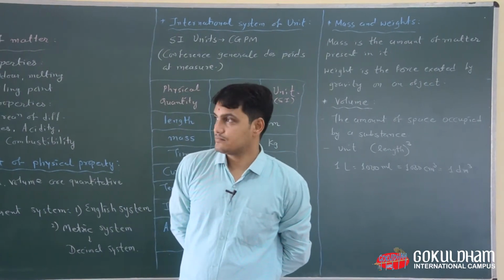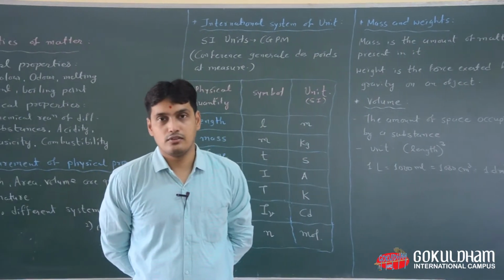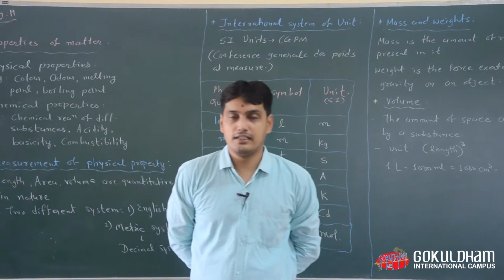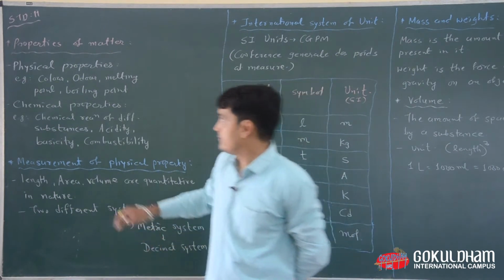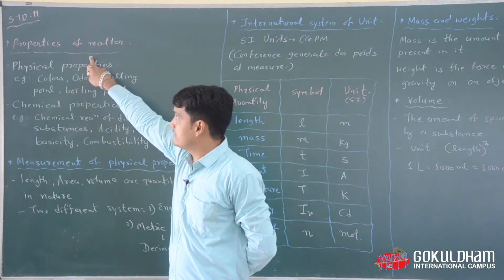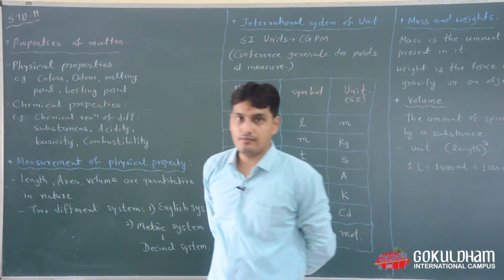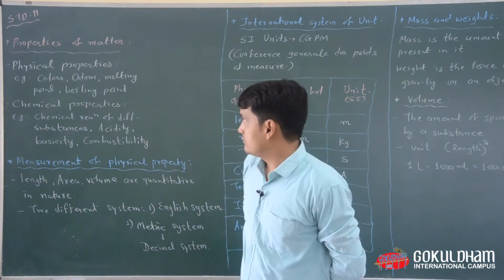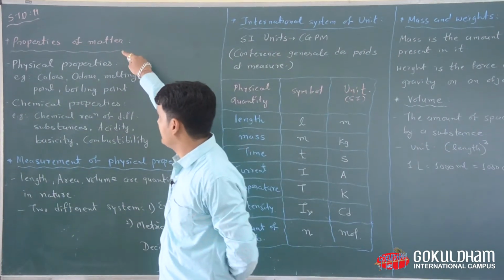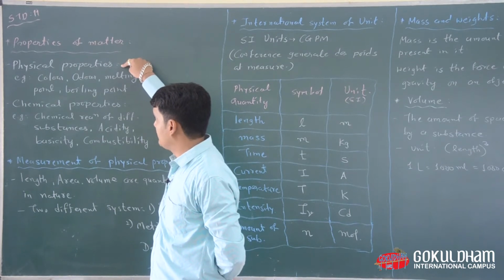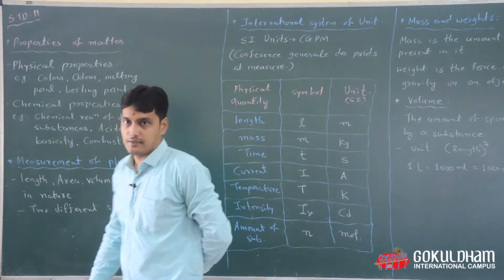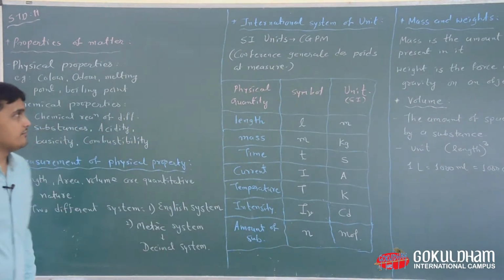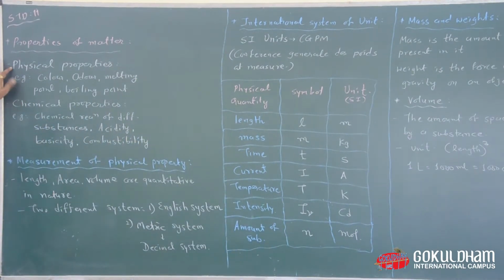Now today we are going to discuss the various properties of chemistry. In this lecture we are going to discuss the properties of matter. Matter has two different properties. First is physical property and the other one is chemical property. What is the difference between these physical and chemical properties?